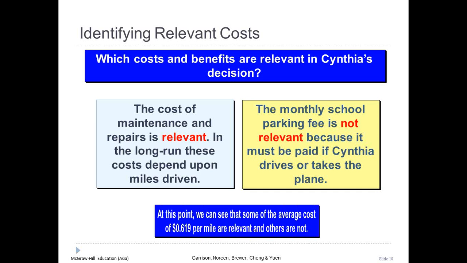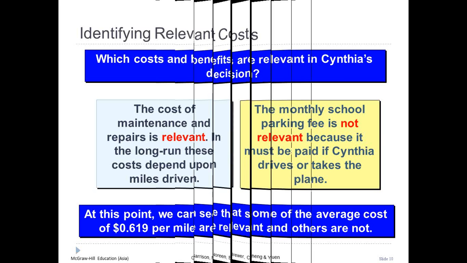At this point, we can see that some of the average cost of 61.9 cents per mile are relevant and others are not. The decline in resale value is relevant due to the additional miles driven. The round-trip airfare is relevant because it is avoidable if she drives her car. Relaxing on the plane is relevant but difficult to quantify. The kennel cost is irrelevant because it's not a differential cost.